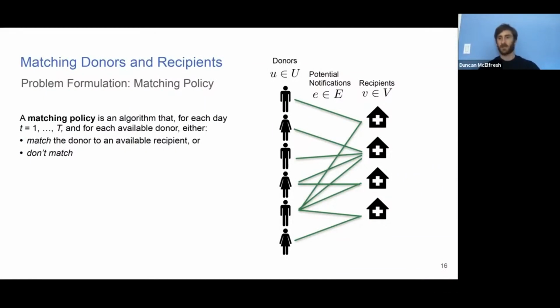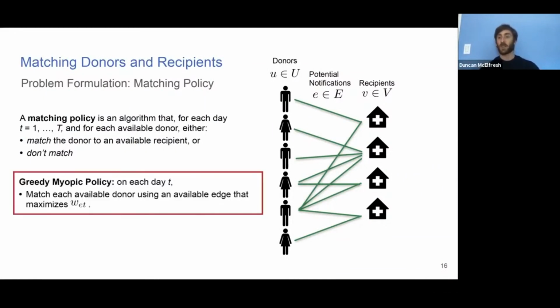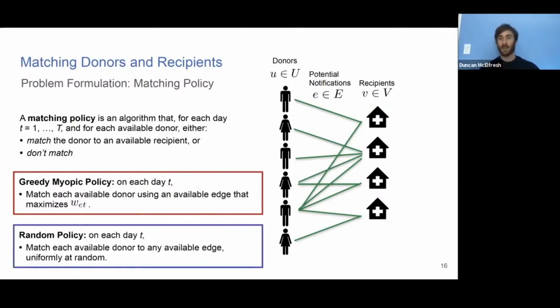So some examples of matching policies: we could have a greedy myopic policy that, for every available donor, matches using an edge that maximizes edge weight. We could also use a randomized policy, which is just match every available donor using any edge that's available.